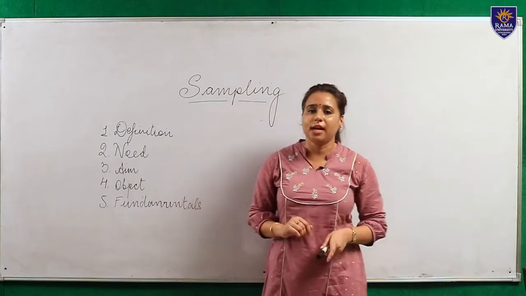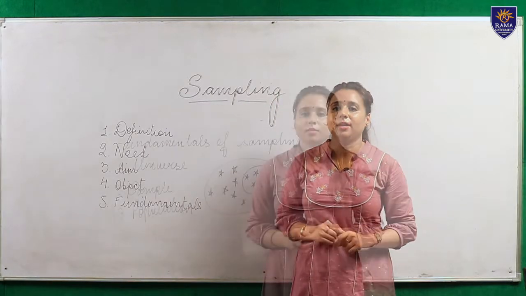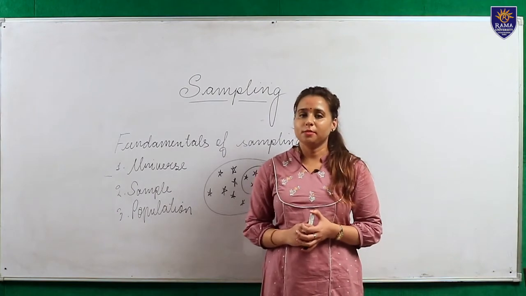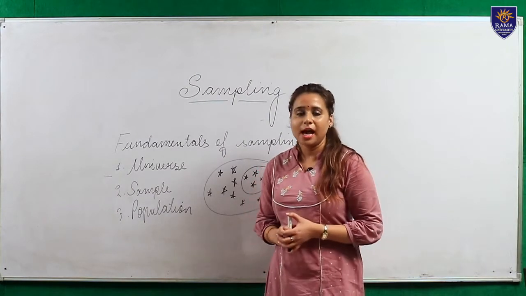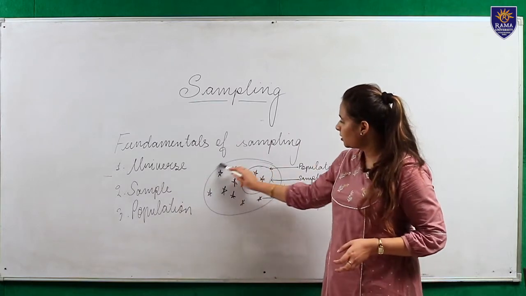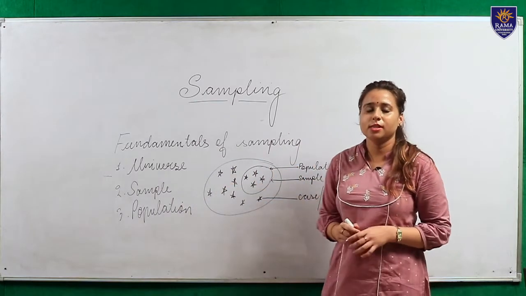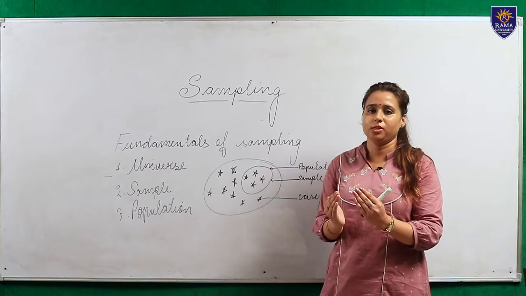Now, we should understand what are the fundamentals of sampling. The first fundamental of sampling is the universe. As you can see, the entire circle is called the universe. It is the entire part of the population.